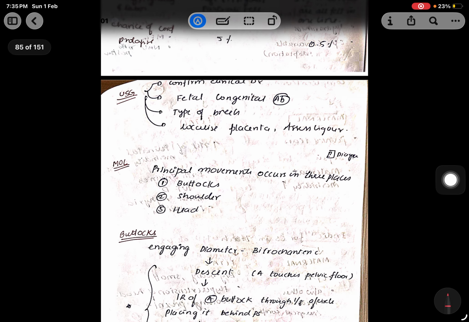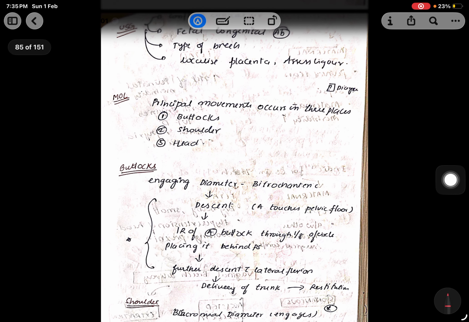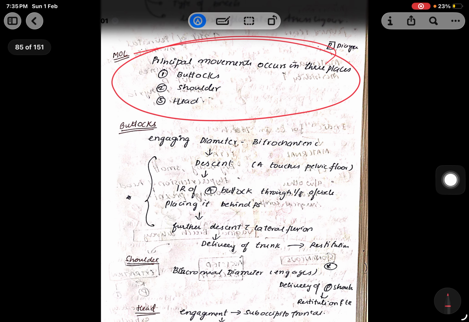Again, how do you go about it? You go about it with ultrasound. And also, this is the mechanism of labor. You need to discuss it under 3 parts. You have to discuss how you deliver the buttocks, then how you deliver the shoulder, then how you deliver the head.